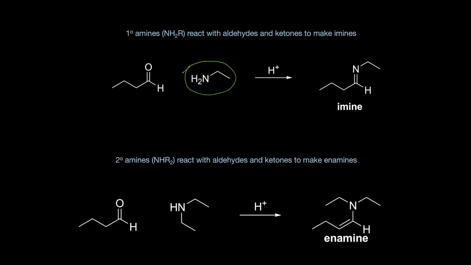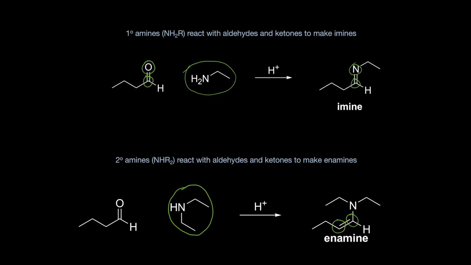You can see the product looks pretty similar to our starting material, but the double bond is between the carbon and nitrogen, whereas in our aldehyde starting material, the double bond is between the carbon and oxygen. Now, for enamines, the conditions are pretty similar to imine formation, except we need to use secondary amines. Notice that we still have a double bond in our product, but the double bond is instead between two carbons, our original carbonyl carbon and its adjacent carbon.